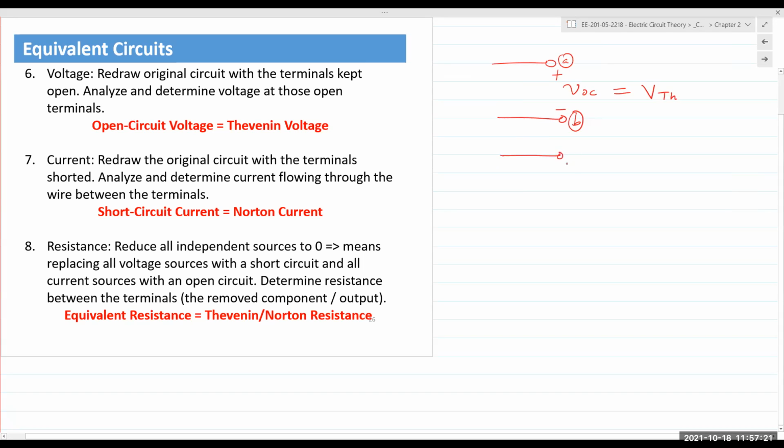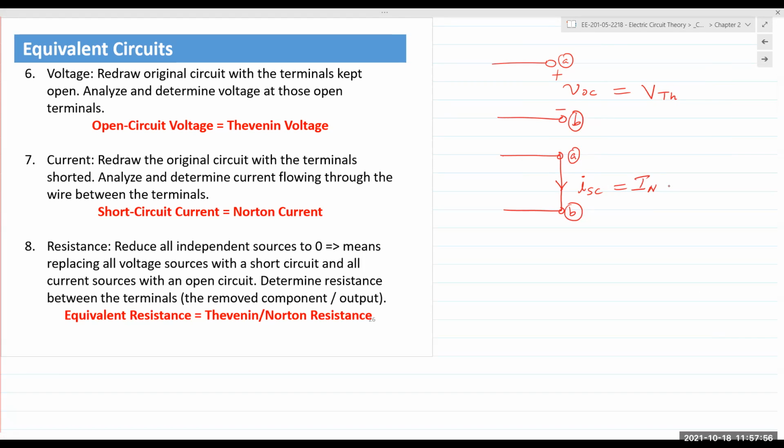Current needs a pathway to flow through. And so you place a short between those 2 terminals. And that short circuit current, ISC, is your Norton current. So you analyze the circuit again, use any method you want, node voltage analysis, mesh current analysis, superposition, and you find the current flowing from A to B. That current is going to be your short circuit current or Norton current.